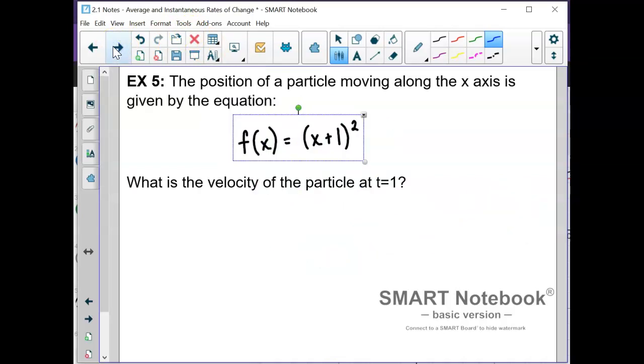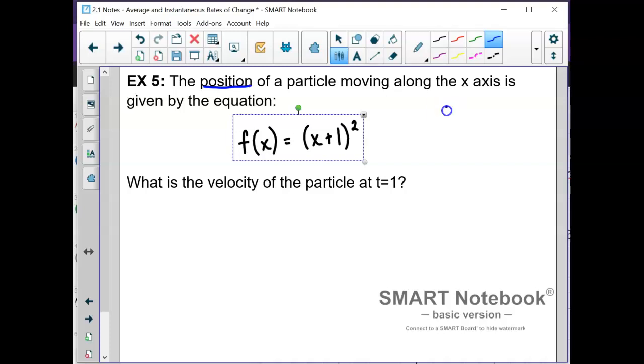Let's try another one. So this time the position of the particle is moving along the x-axis. It's given by this equation, x plus 1 squared. What is the velocity of the particle at t equals 1? So here our equation gives us position. We can also think of that as distance from the origin.